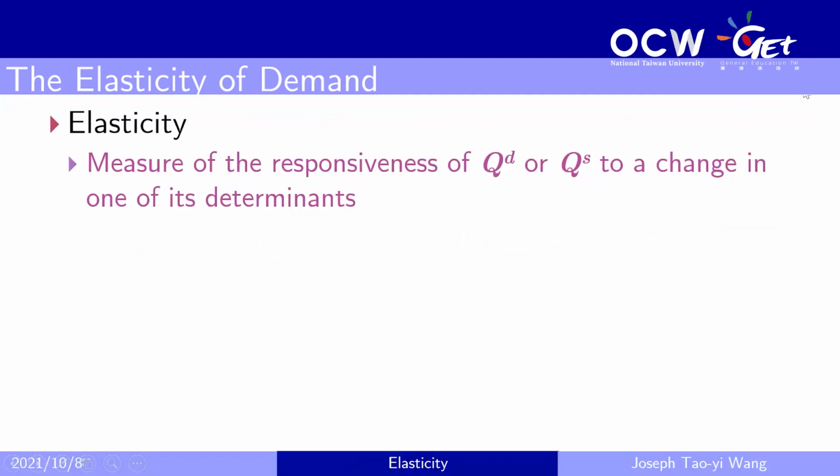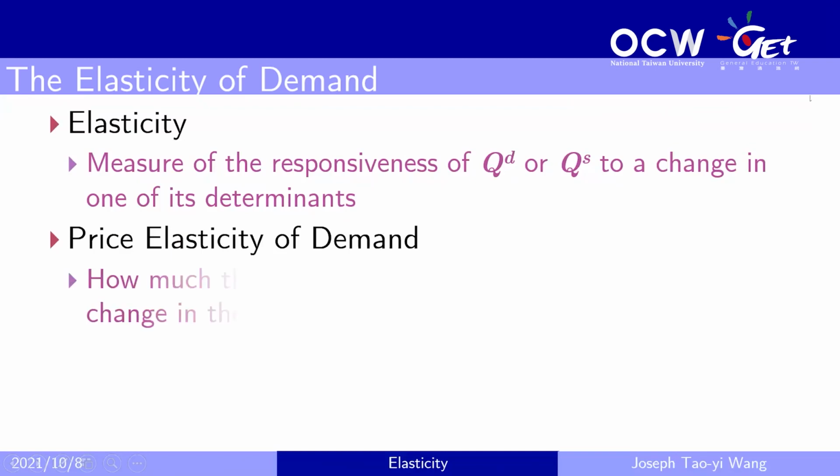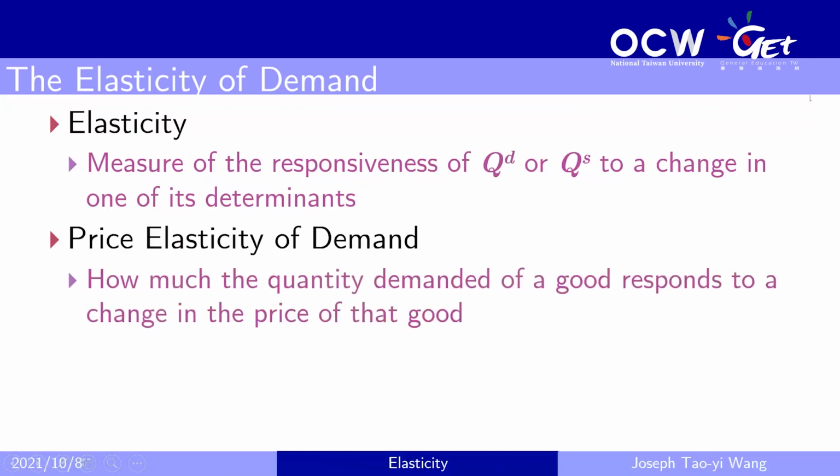Elasticity measures the responsiveness of quantity demanded, or in the case of supply, quantity supplied. How does that change to one of its determinants? So price elasticity of demand is how much the quantity demanded of a good responds to the change in the price of that good.